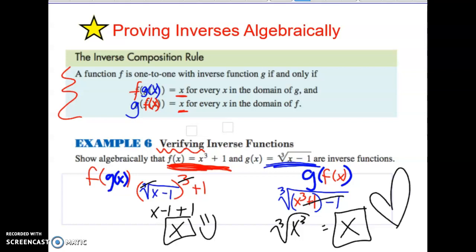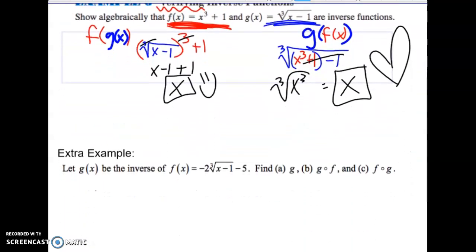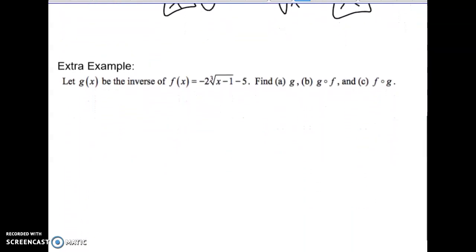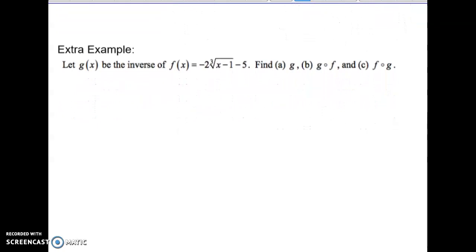I plugged the two into each other. I got x for both. So yes, algebraically, they are inverses. Just like I thought. So let's do an example right here.